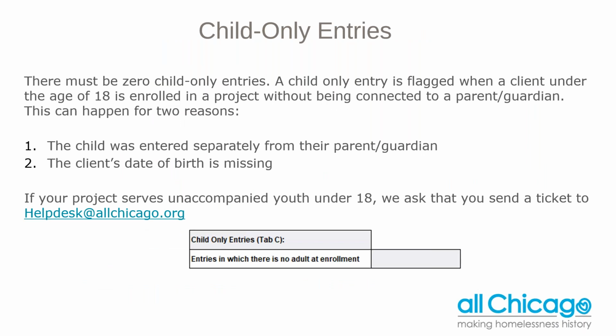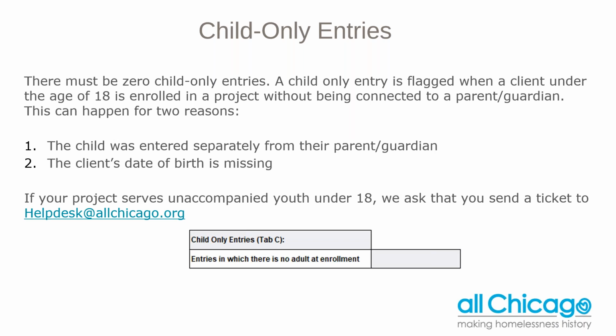Okay. So next would be child-only entries. There must be 0 child-only entries for your project unless your project does serve unaccompanied youth. A child-only entry is flagged when a client under the age of 18 is enrolled in a project without being connected to a parent or guardian. This can happen for 2 reasons.